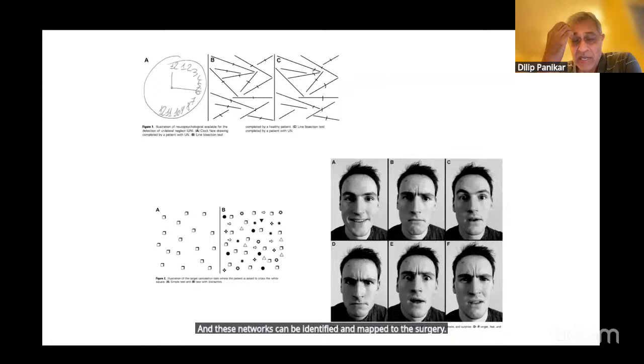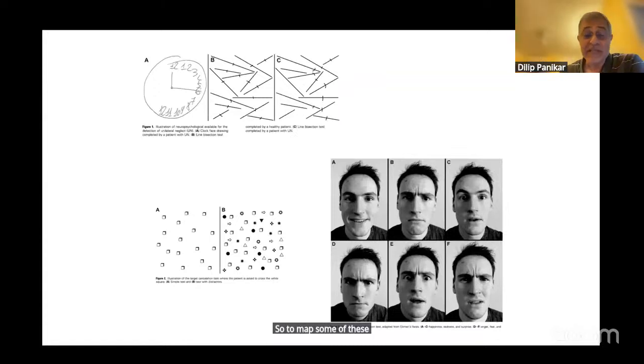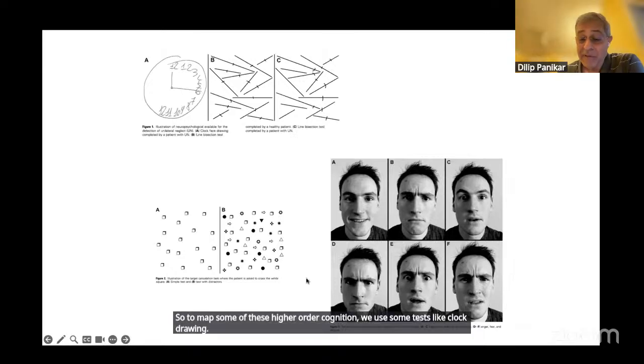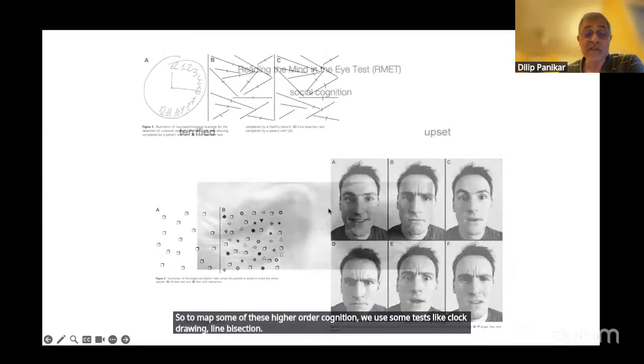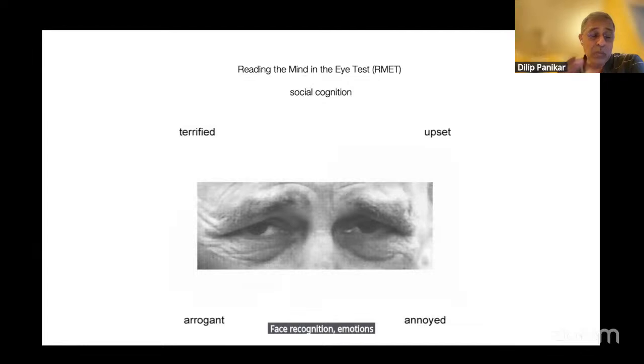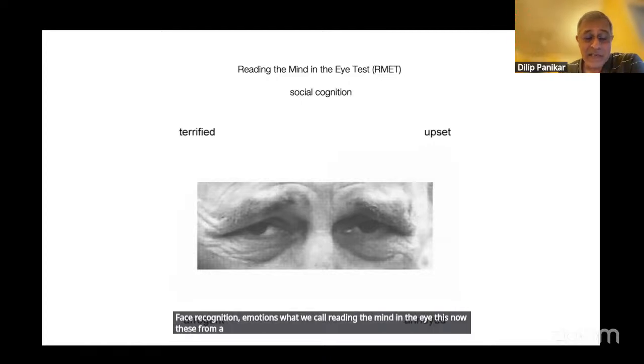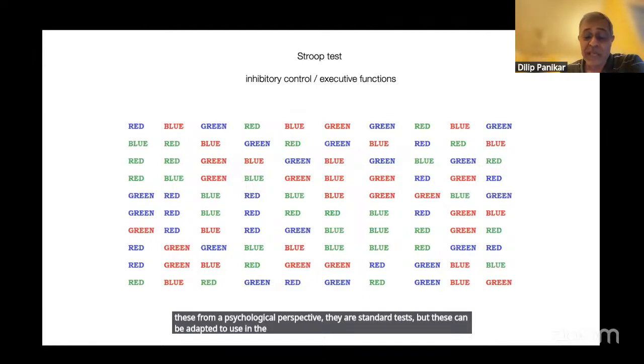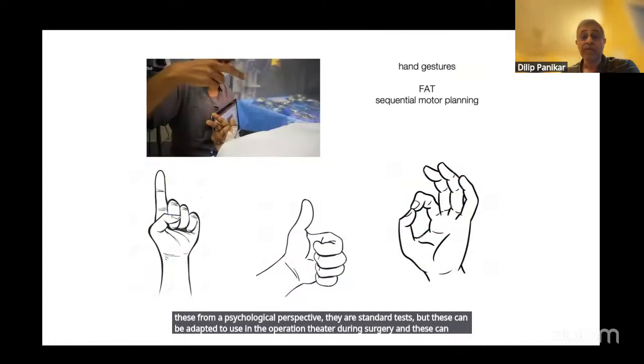So to map some of these higher order cognition, we use tests like clock drawing, line bisection, face recognition, emotions, and what we call the reading the mind in the eye test. Now, from a psychological perspective, these are standard tests, but they can be adapted for use in the operation theater during surgery, and can assess the cognitive functions.